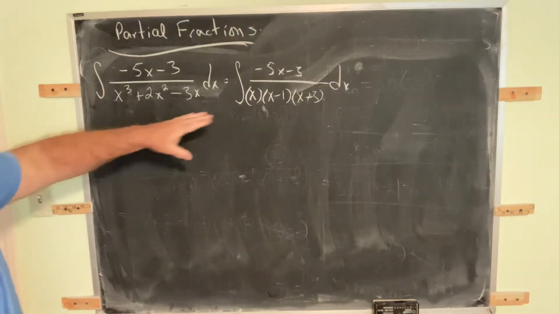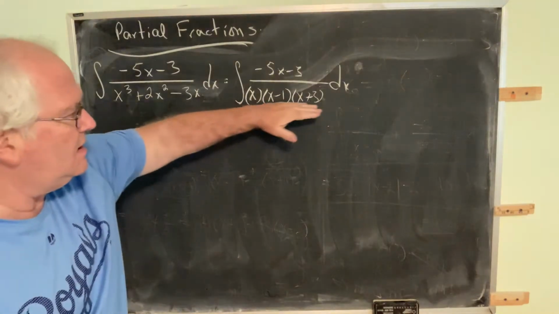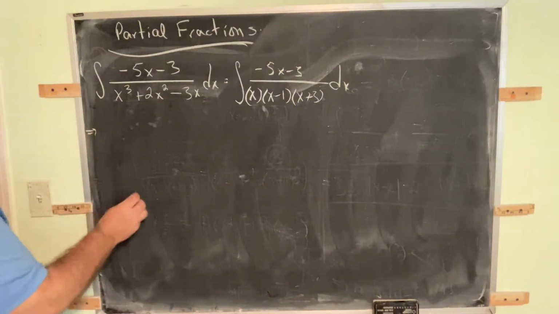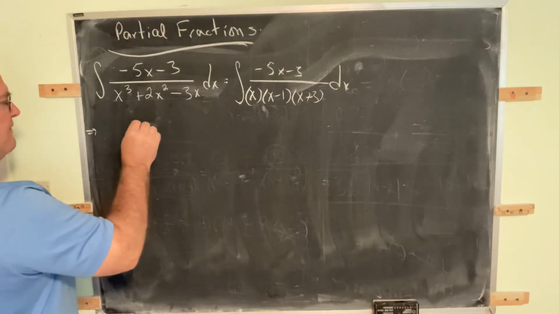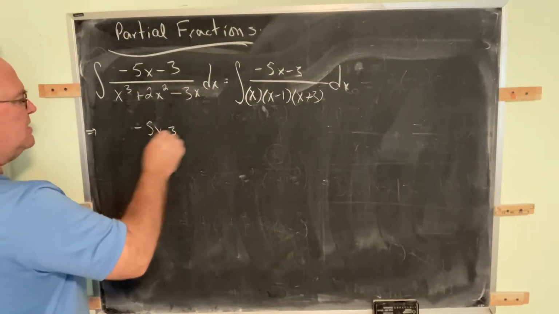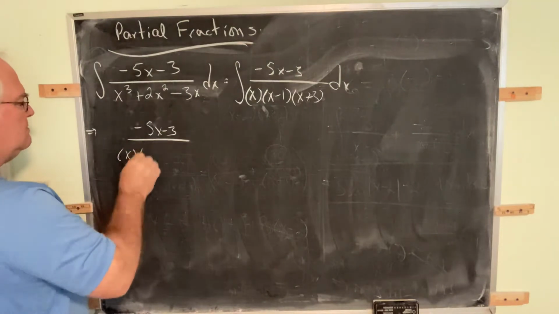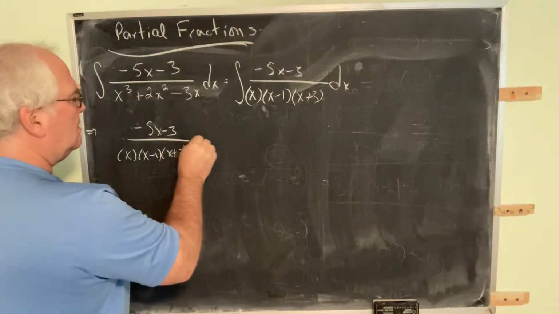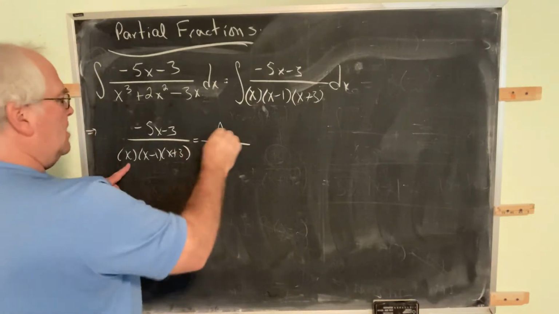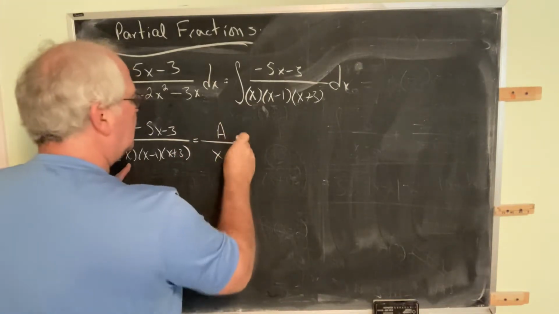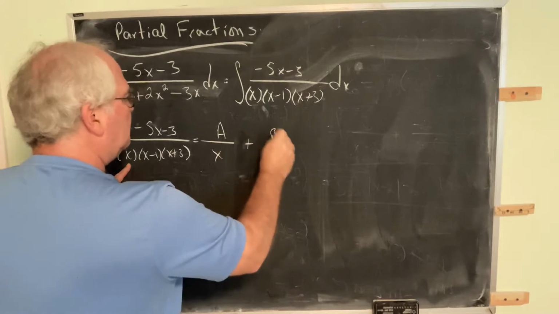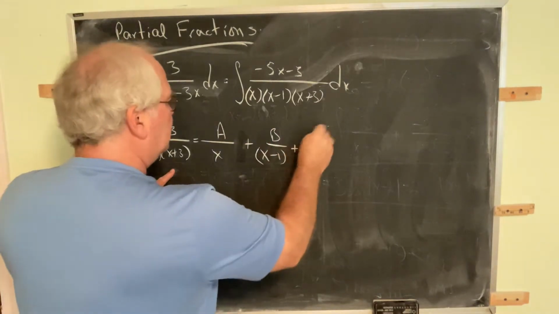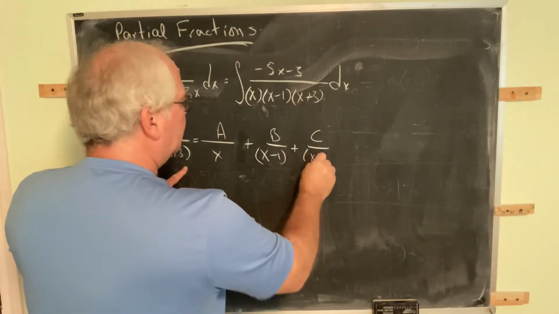So this is category 1 because this is distinct linear factors. So the partial fraction decomposition is we have negative 5x minus 3 over this expression. There's an A over the x plus don't know yet over the x minus 1 plus don't know yet over the x plus 3.